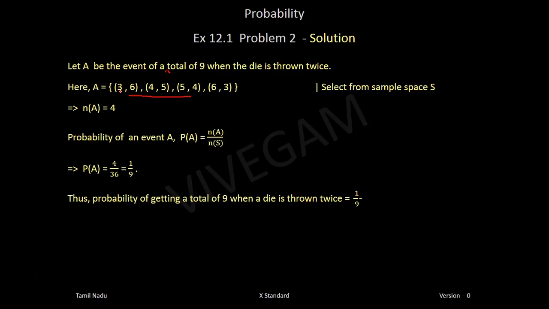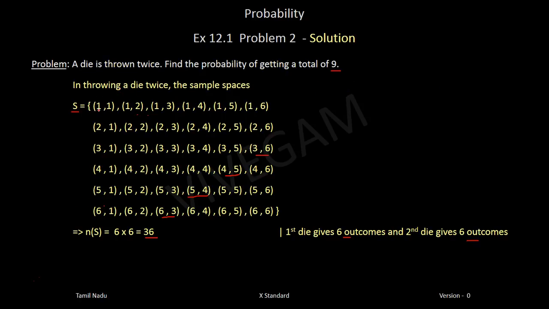So the first die can give you 1, in which case you will not be able to get 9. Can you see that? When the first die gives you 1, the maximum the second die can give is 6. So 6 plus 1 is 7. So it's not possible. Similarly, when the first die gives 2, the maximum the second die can give you is 6. 2 plus 6 is 8. So this is also not possible. When the first die gives you 3, the maximum this can give you is 6. So 3 plus 6 is possible, 9. Then the first die can give you 4.